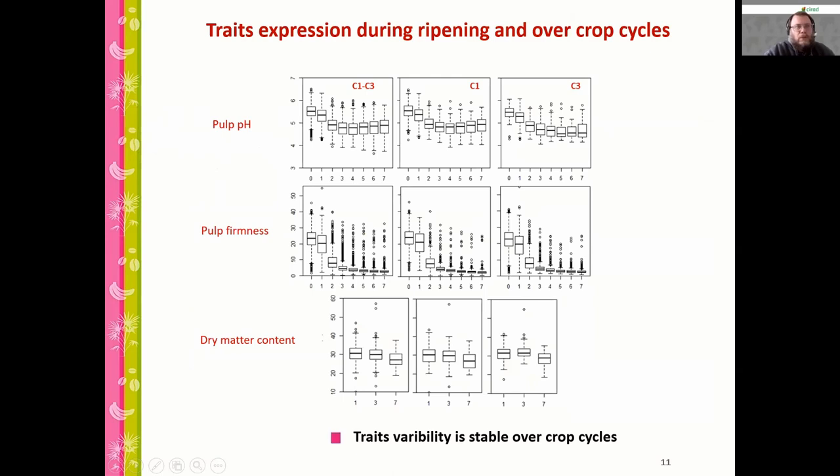So just to show you some results of trait expression. I show you results only for pulp pH, pulp firmness, and dry matter content. As you can see, we have a lot of variability within the population, as shown by the standard error, and stability between cycles. For all the traits, it's quite similar between cycles. So we have enough variability to perform genetic analysis, and the traits seem stable enough to use all the data together.